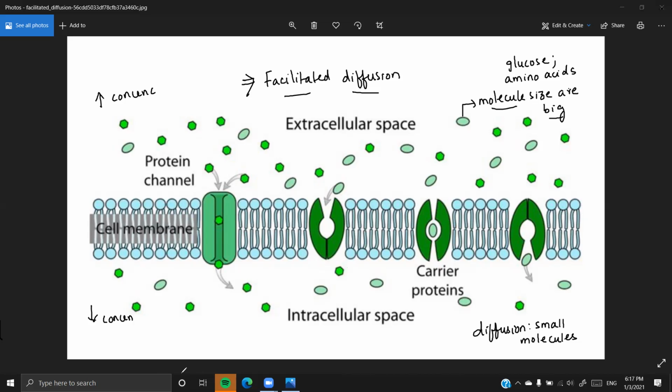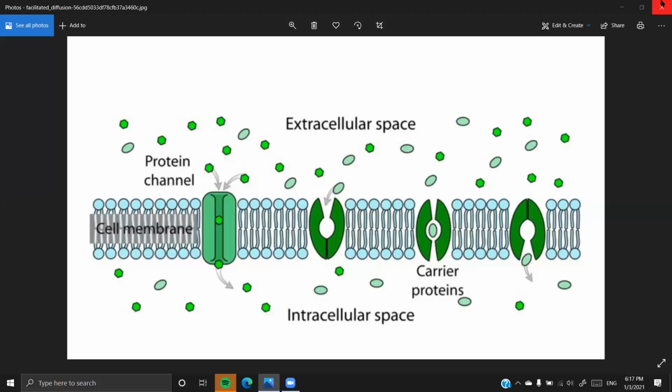And remember, children, here also there is no usage of ATP. In facilitated diffusion also, there is no use of ATP molecules. This is another thing that you can remember, okay?